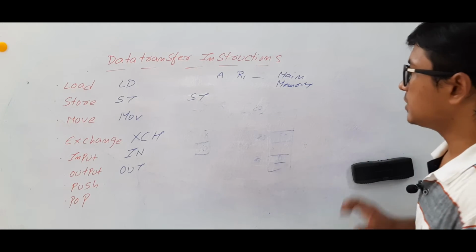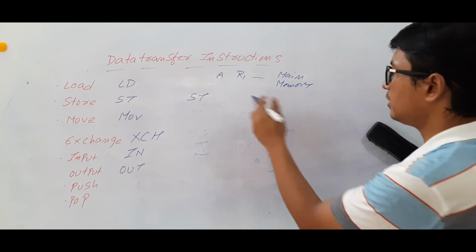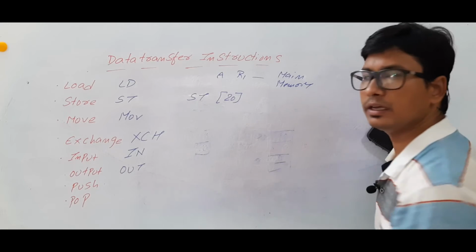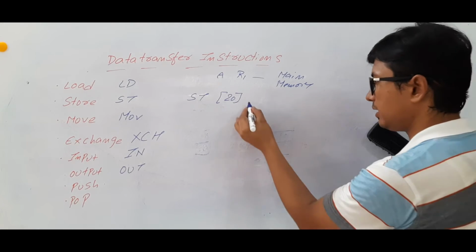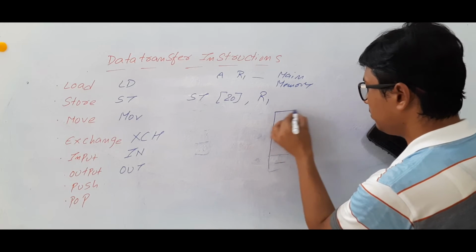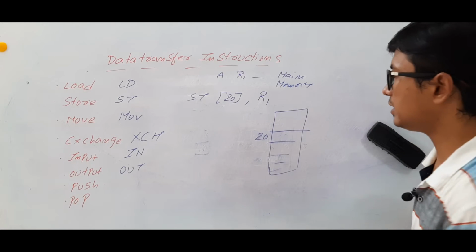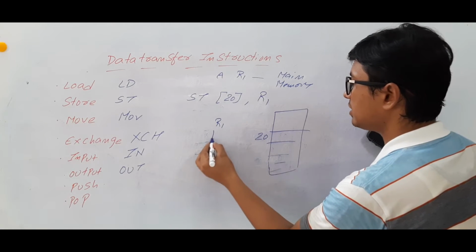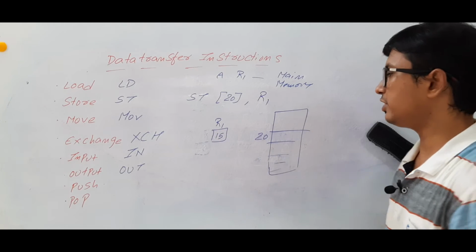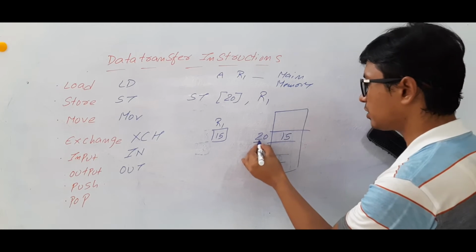Now you can ask me, sir, how it will be useful? Now let's take that ST and your destination operand you have to give. Suppose you want to store the content in the address location 20. Then R1 you have written. Then what will happen in the main memory, address location number 20? Let's take that R1 is having the content as some 15. This content, the value 15, will be stored in the memory of address location 20.